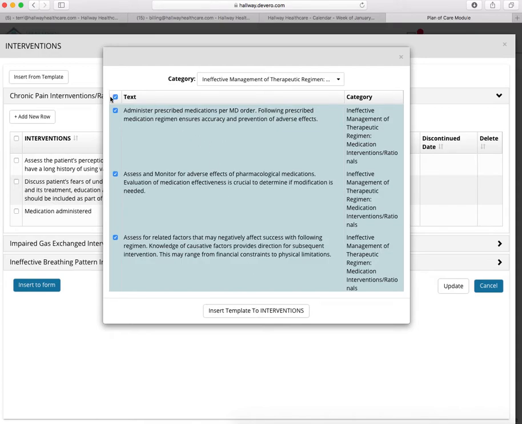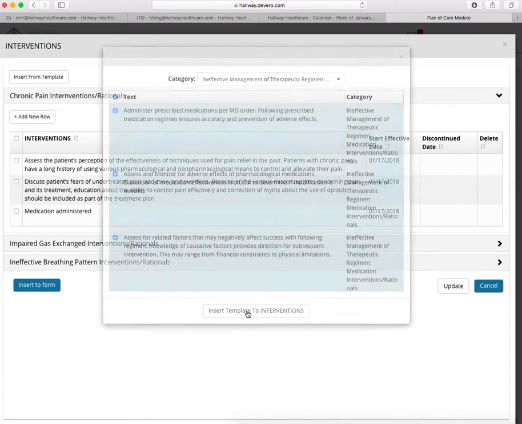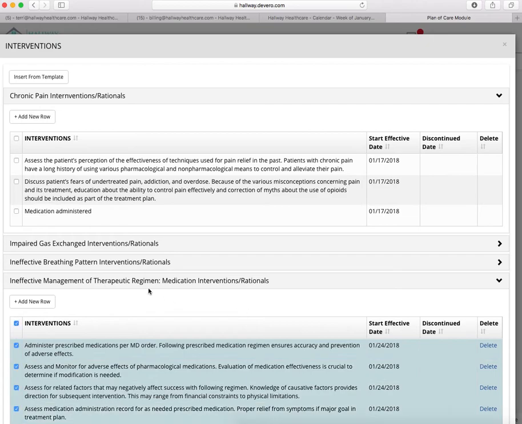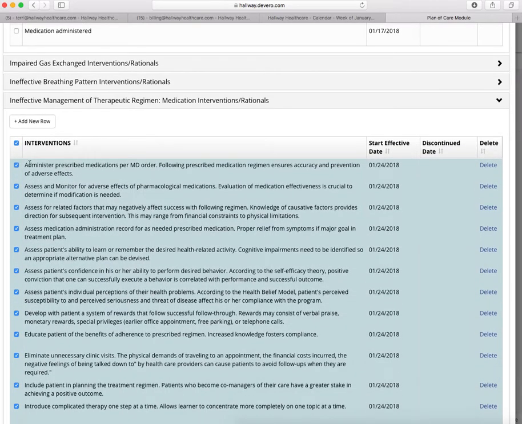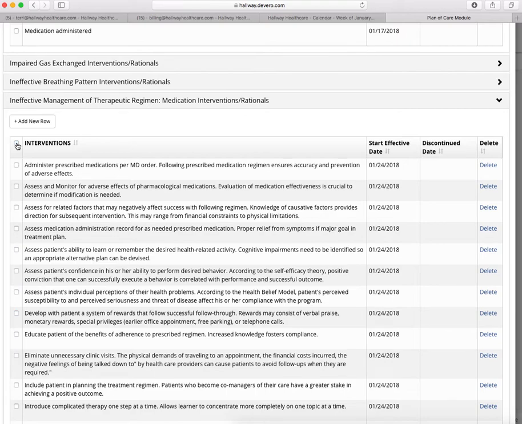So when you're here, you want to select them all. Insert template to interventions. Okay. And again, you can see all of these are checked. I don't want to add all of those to my Soapie note. So I'm going to just click that again, and now it unhighlights all of them. Now I will come in here and mark which interventions I did.